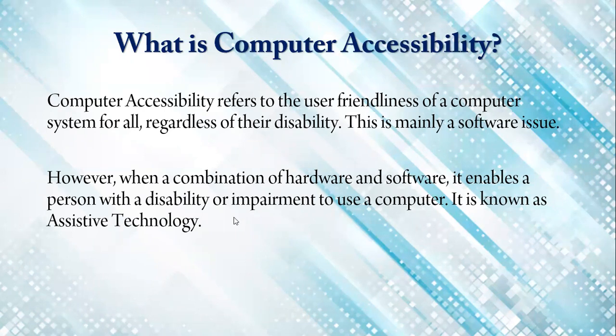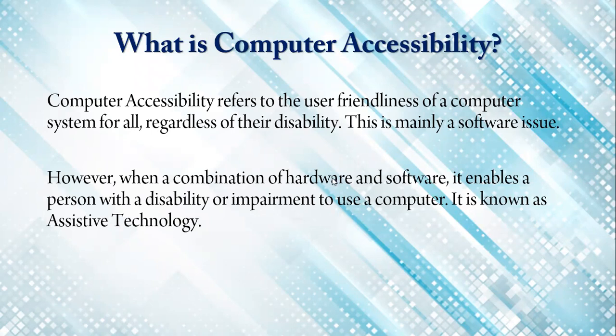So accessibility options are specially made for these people. However, a combination of hardware and software that enables a person with a disability or impairment to use a computer is known as assistive technology.